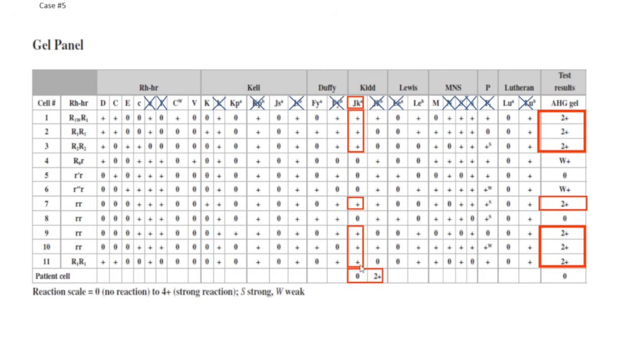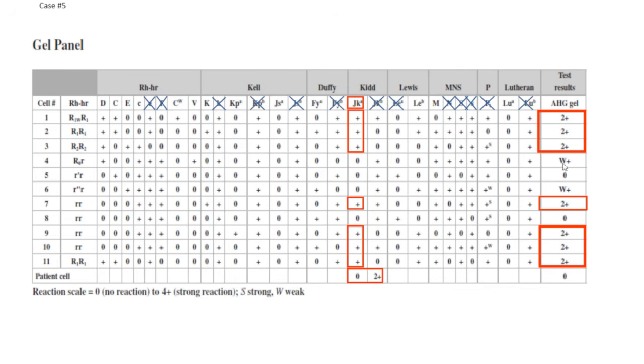So we do suspect that the patient has an anti-JKA, which is a clinically significant alloantibody that can cause acute and/or delayed hemolytic reactions. It can cause acute because Kidd antibodies are very good at activating complement and even causing not only extravascular hemolysis, but in some cases intravascular hemolysis.